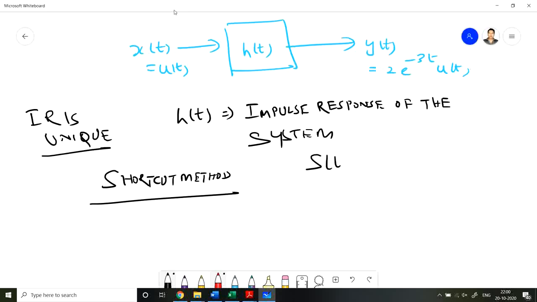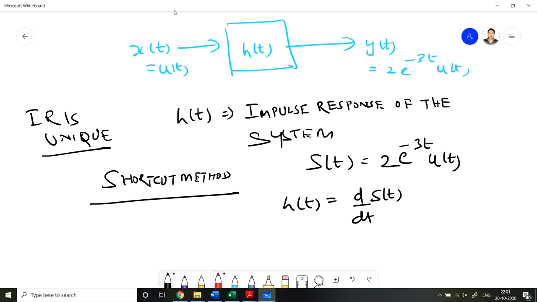The step response is already provided to us, that is, the step response is 2 e raised to the power minus 3t into u(t). Then what is the impulse response? The impulse response is directly the differentiation of the step response. What is the differentiation of u(t)? It is del t, then 2 u(t), and the differentiation of e raised to the power minus 3t is e raised to the power minus 3t into minus 3.